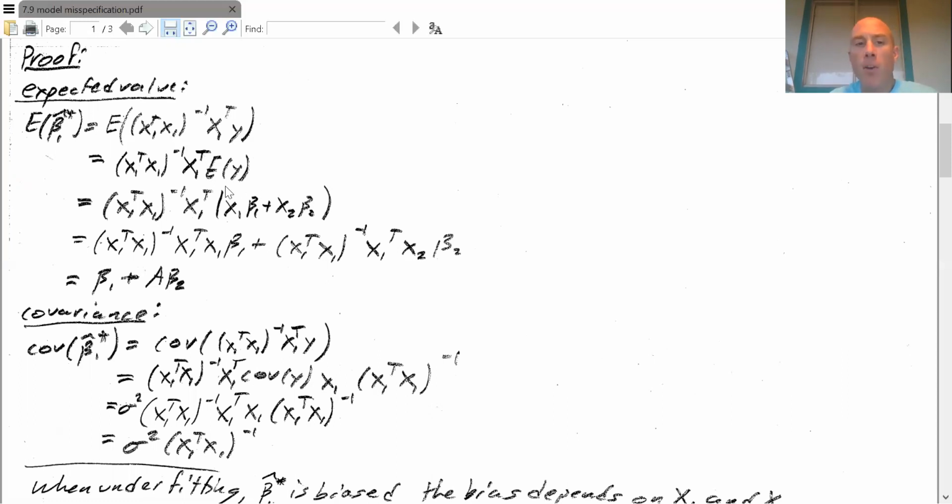Now I just take the expected value of y. Well, I know what the expected value of y is, because that is x1 beta 1 plus x2 beta 2. That's the true correct model. Okay, so now I just go through and I distribute, boom, boom, and boom. All right, I look through this part right there. I notice, hey, that's going to cancel out, because here's an inverse and the corresponding matrix that cancels out to be beta 1. Now here, this is that A that I referred to earlier, and then beta 2, and then boom, we've got it.